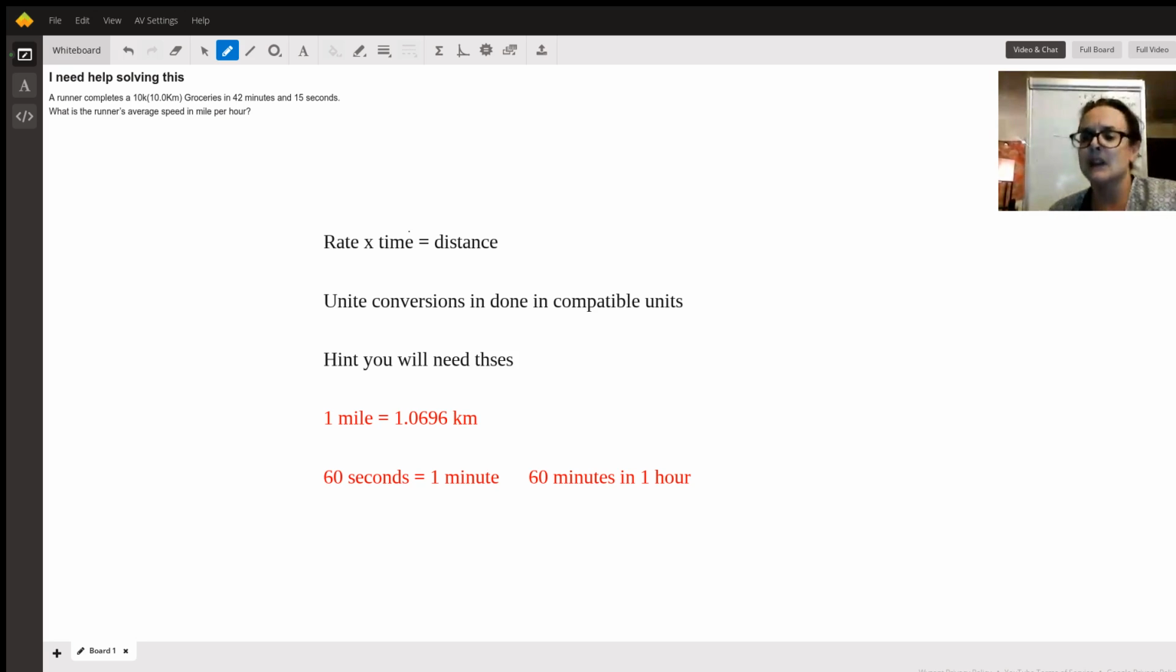So the first thing I always tell people to do, when you get stuck, is to keep in mind: what is it I am asked to do? What is the end point? Here, the answer is going to be the runner's average speed in miles per hour. So what we need to do is find a rate in miles per hour, how fast the runner was going on this trip to the grocery store.